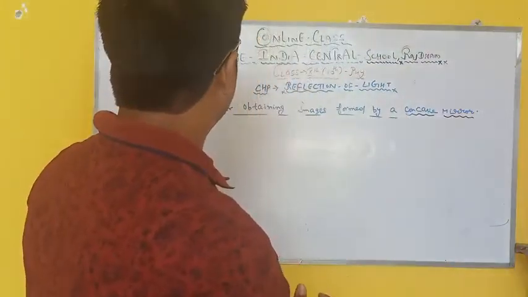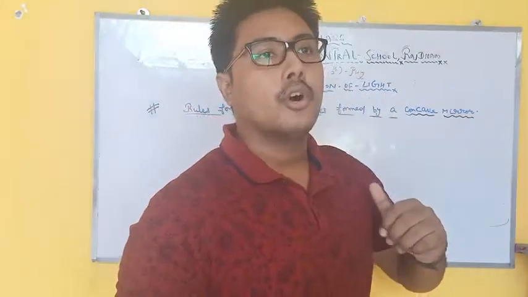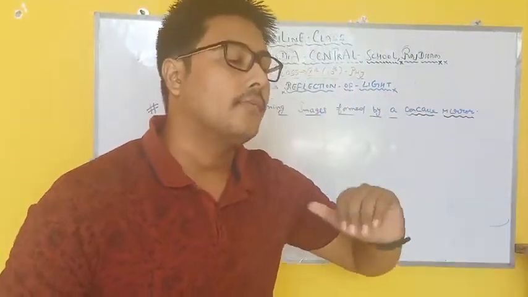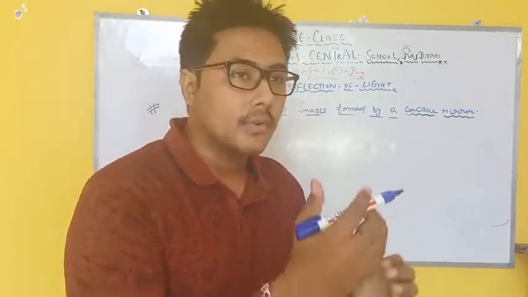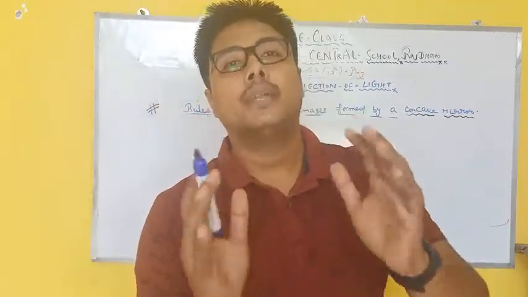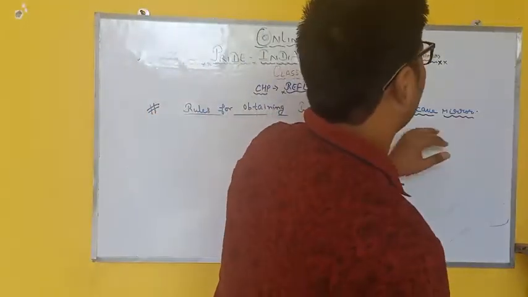In the same way we will look at the rules for when we keep the object at the focus, or beyond the focus, or between the pole and the focus. What are the different scenarios and the different kinds of images that can be obtained on the screen? So today we will look at the rules for obtaining images formed by the concave mirror.